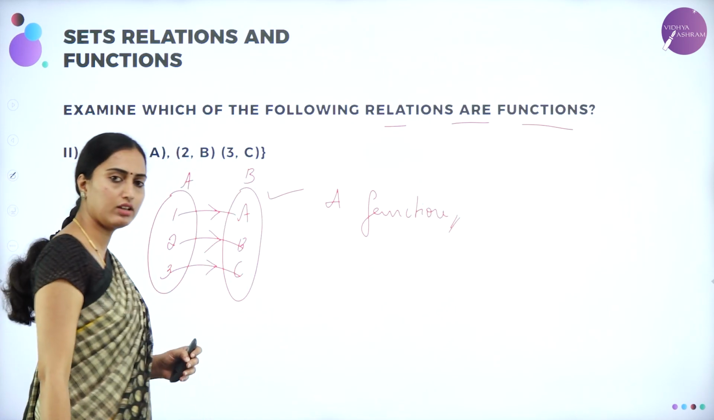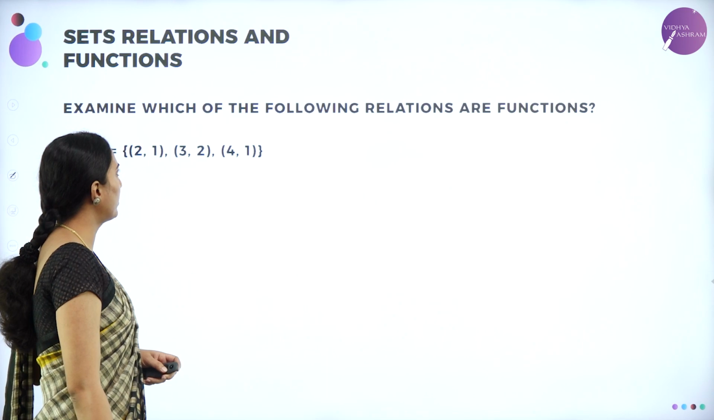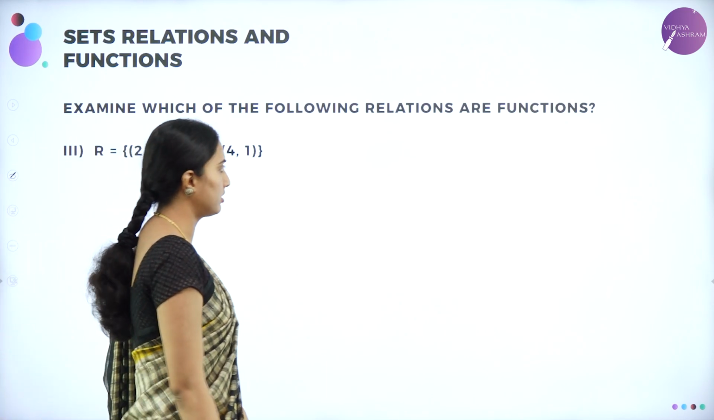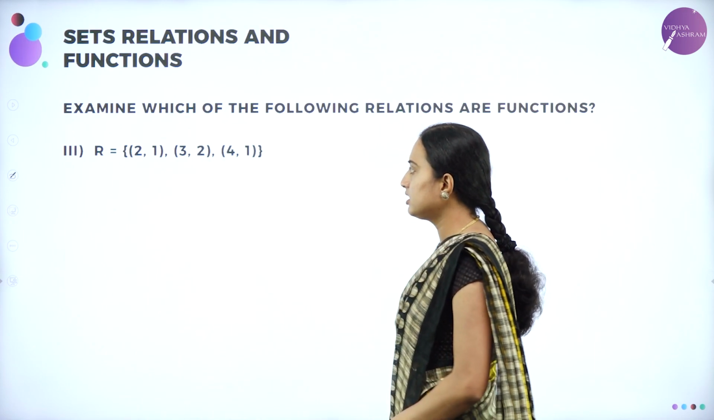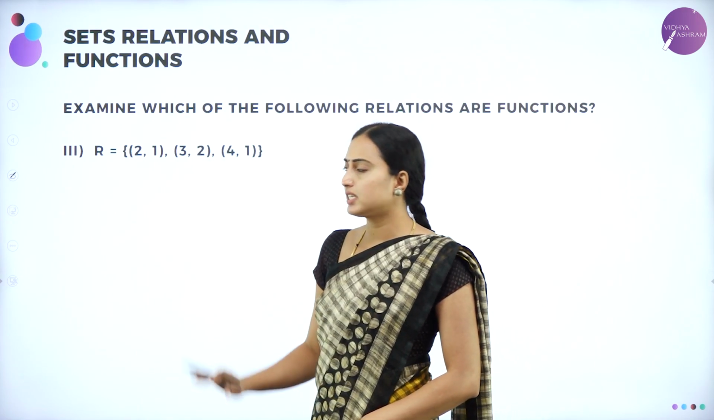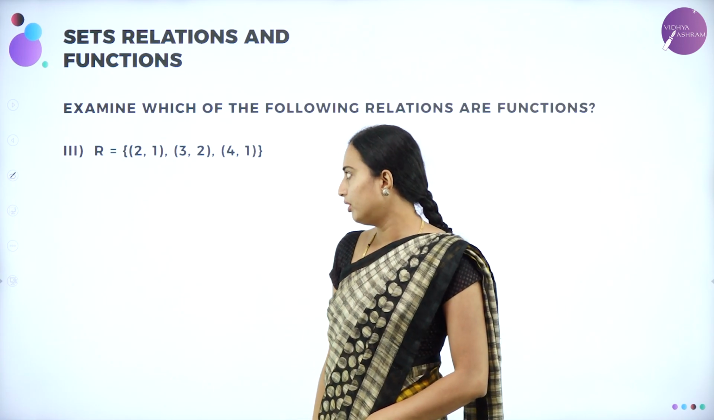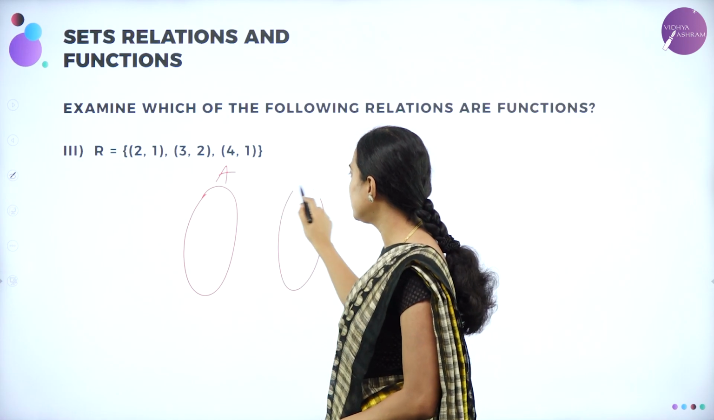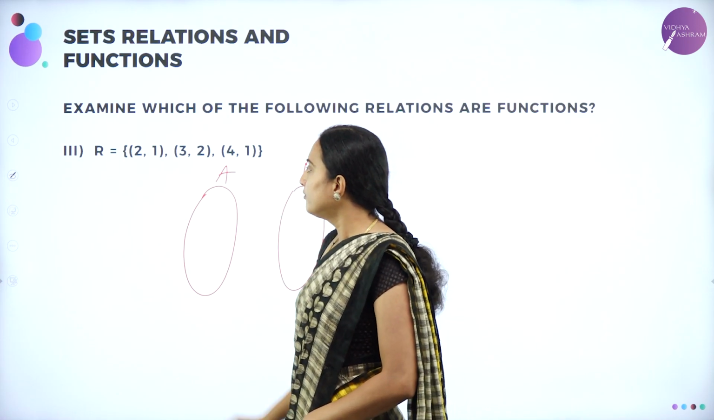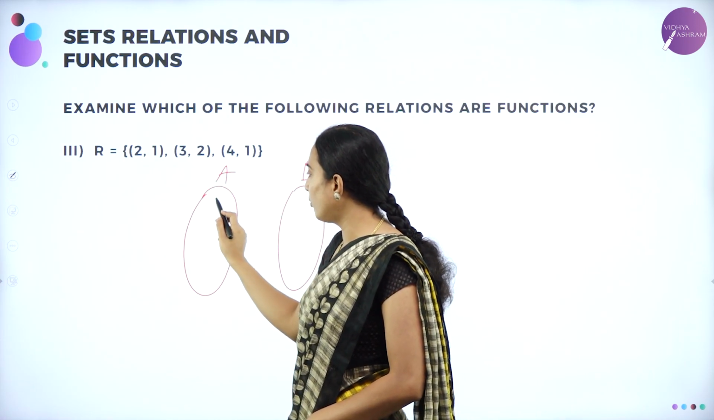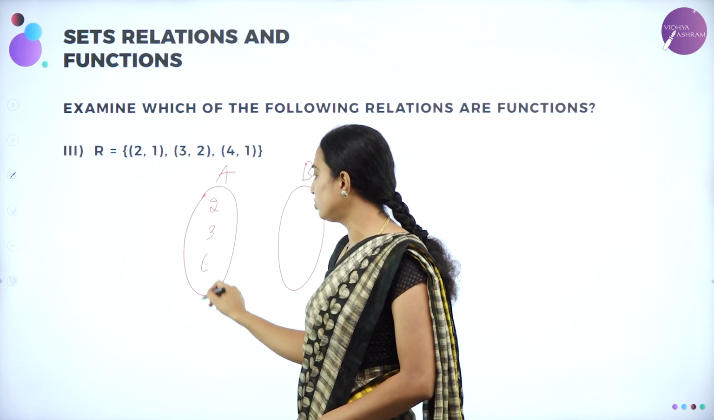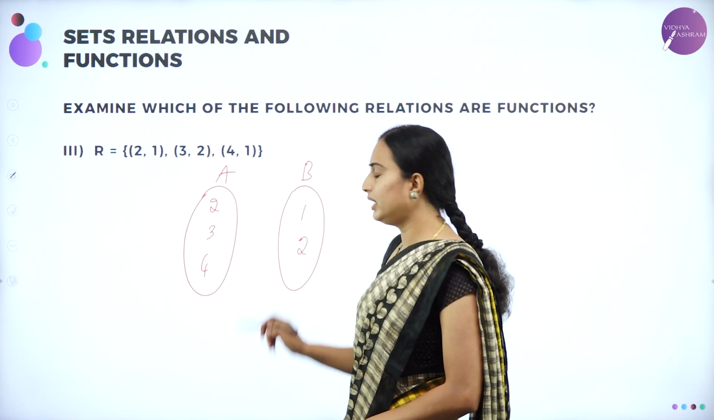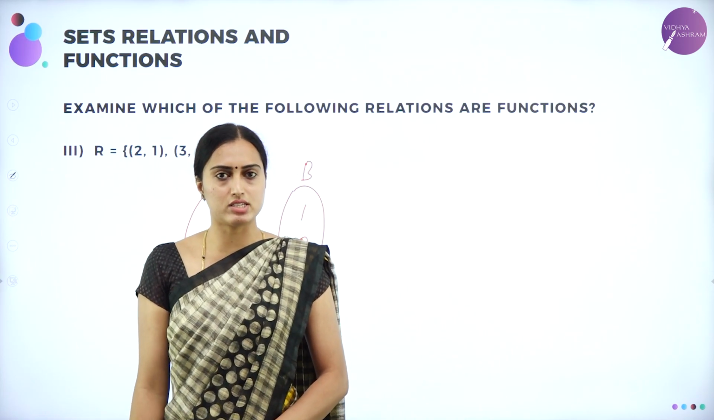Understood? Yes. We'll move on to the next question, dears. Examine which of the following relations are functions. Observe here, dears. Do you have two ordered pairs with the same first element? No. Let me check by Venn diagram. The first elements are set A and the second elements are set B. The first elements are 2, 3, 4, so let me write those elements here. The second elements are 1, 2, 1. So 1 is repeated twice, and you are going to write it only once.